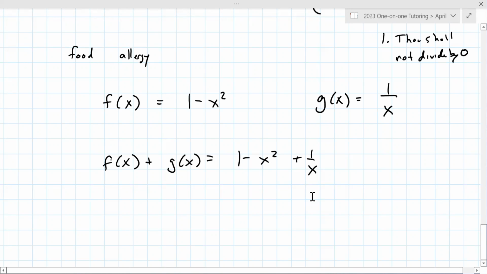Just look at the new function here. Does the new function have any restrictions? Yes, right over here. So it's like, hey, we come to the table here. You and I are f of x, we're happy. You got a family member with an allergy. They're 1 over x. And you cannot divide by 0. So this new function has a problem at 0, even though the old one did not.